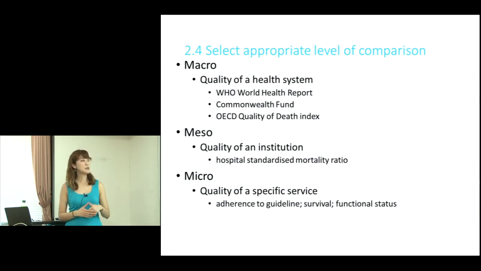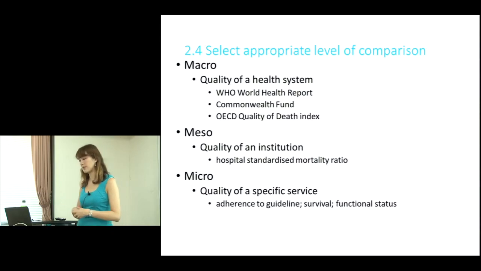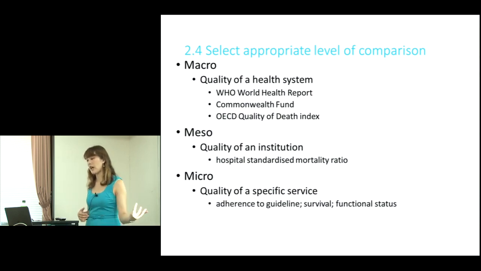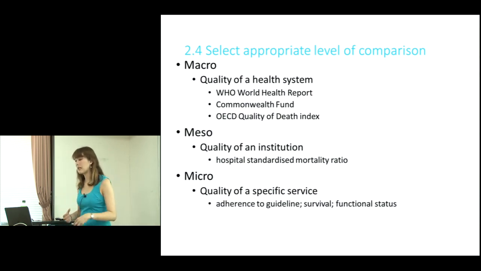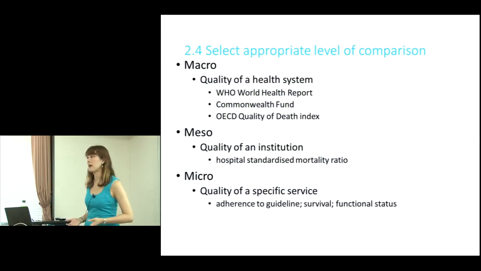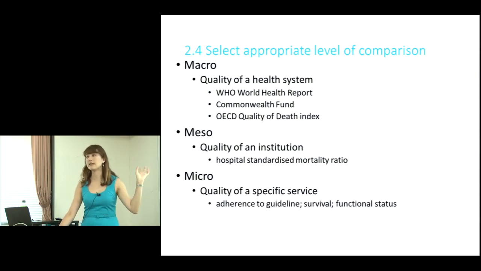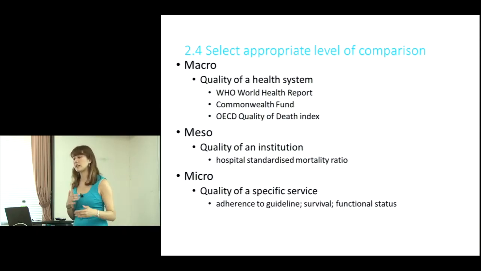And then we've got a meso level, where we're looking at the institution. For example, you have the hospital standardized mortality ratio, and you compare the differences between different hospitals, or within your own hospital. That's the meso level of an organization. And then we have the micro level, when we're going a little bit deeper, looking at different aspects of service within an organization. Guidelines, survival rates in a diabetic pathway, for example, cancer pathway, lots of those. So just think about what the level of comparison is, being mindful that you've consciously chosen or consciously looked at that level. Okay.